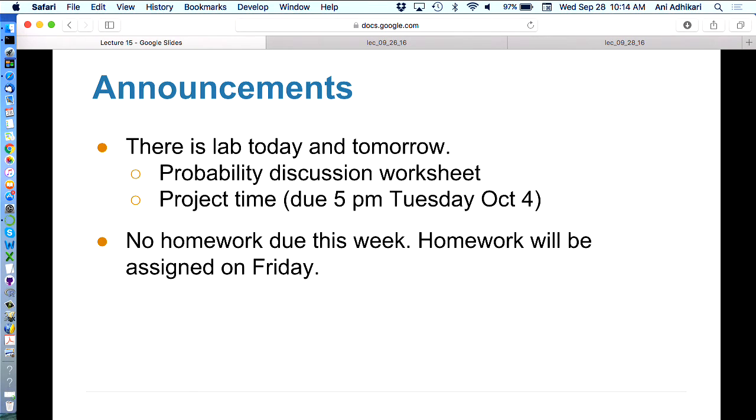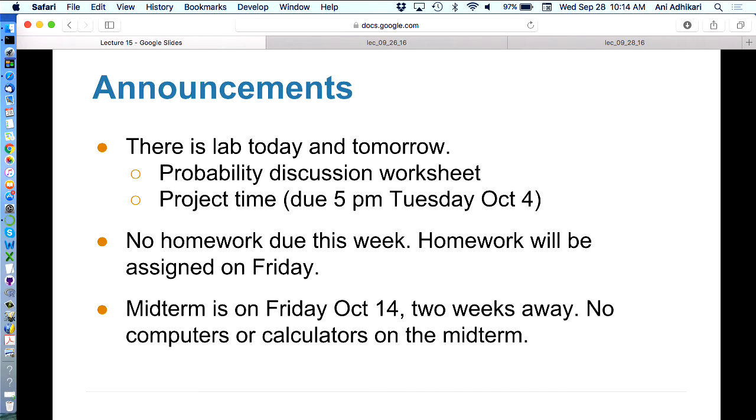No homework is due on Thursday, but there will be homework assigned on Friday. You've known this for some time. I hate to use the M word. It's coming up. Just over 2 weeks away. No computers, no calculators. So what is going to be on the midterm?